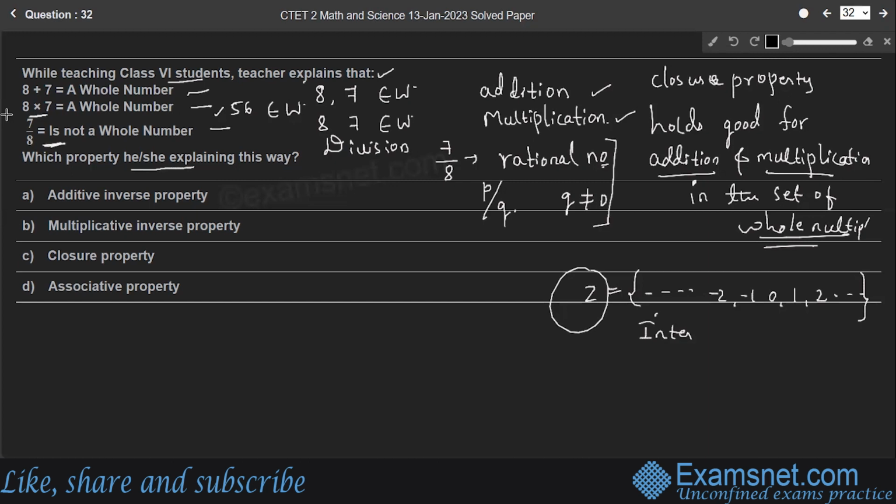So for two whole numbers, 7 and 8, 7 by 8 doesn't belong to the set of whole numbers, right? Therefore, closure property doesn't hold good for which operation? Division, right? Closure property doesn't hold good for division. So here the teacher is explaining which property? Closure property, right? So option C is the right answer.